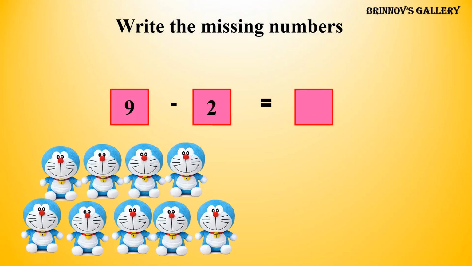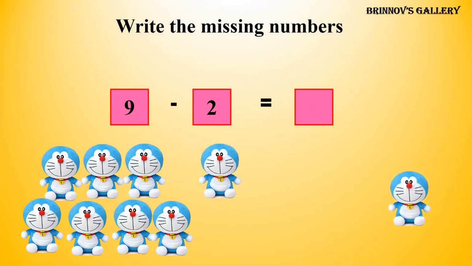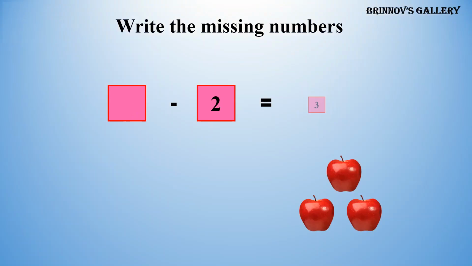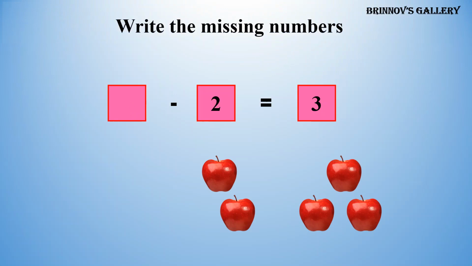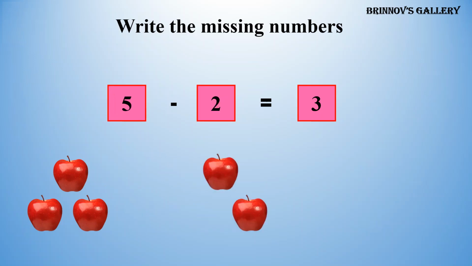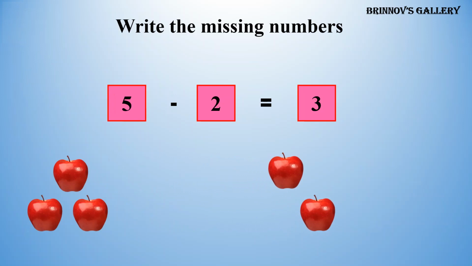9 minus how many is equal to 7? 1, 2. 3 and 2 is equal to 1, 2, 3, 4, 5. So, 5 minus 2 is equal to 3.